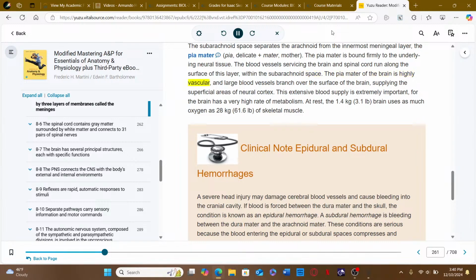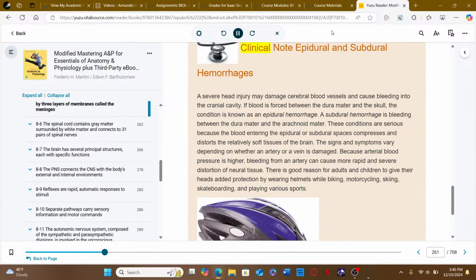The pia mater of the brain is highly vascular, and large blood vessels branch over the surface of the brain, supplying the superficial areas of neural cortex. This extensive blood supply is extremely important, for the brain has a very high rate of metabolism. At rest, the 1.4 kilograms (3.1 pounds) brain uses as much oxygen as 28 kilograms (61.6 pounds) of skeletal muscle.